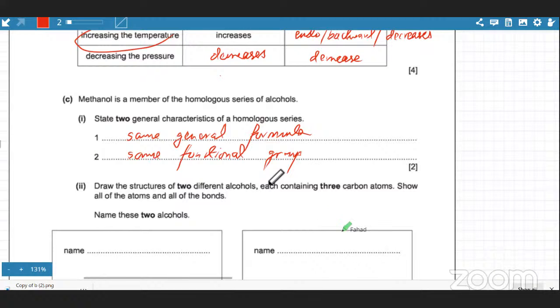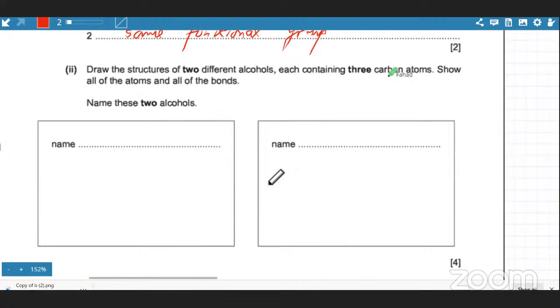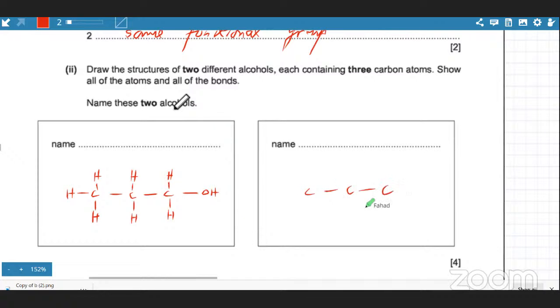Let's move to the next part, which is draw the structure of two different alcohols, each containing three carbon atoms. Show all of the atoms and all of the bonds, and name these two alcohols. So I'm going to draw these two alcohols, three carbon atoms. So that's one, two, three. An alcohol is going to have an OH, and I'm going to add all the hydrogens. So we have all these hydrogens added. Another alcohol with three carbon atoms could be that the OH is on the middle carbon atom, and I'm going to add in all the hydrogens again.